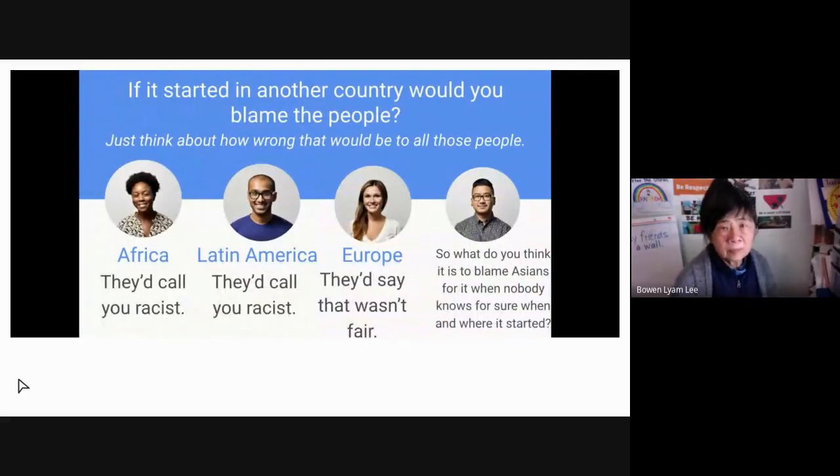If it started in a country, would you blame the people? Just think about how wrong that would be to blame all those people. If it started in Africa, they call you racist. If it started in Latin America, they call you racist. If it started in Europe, they say it wasn't fair. So what do you think it is to blame Asians for it, when nobody knows for sure when and where it started?